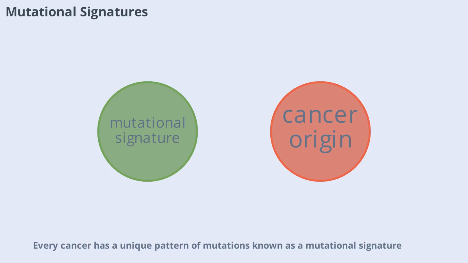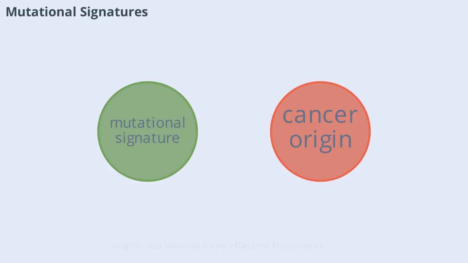Every cancer has a unique pattern of mutations known as a mutational signature. These signatures can reveal what caused the cancer, such as exposure to tobacco or UV light. By studying mutational signatures, scientists can better understand cancer origins and develop more effective treatments.